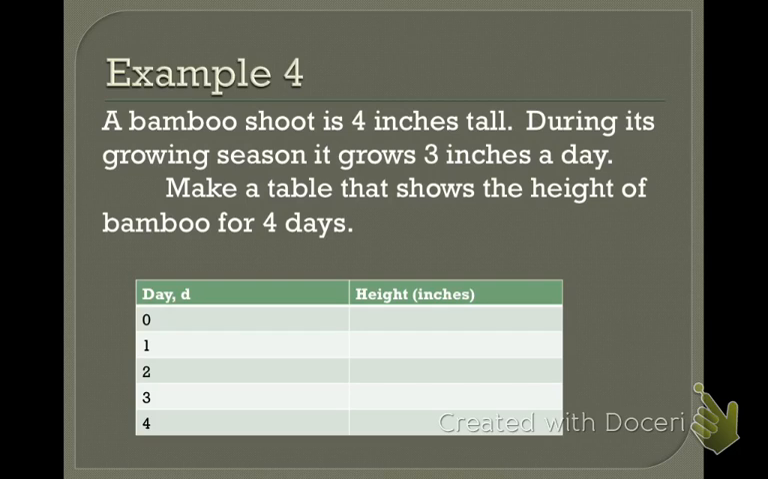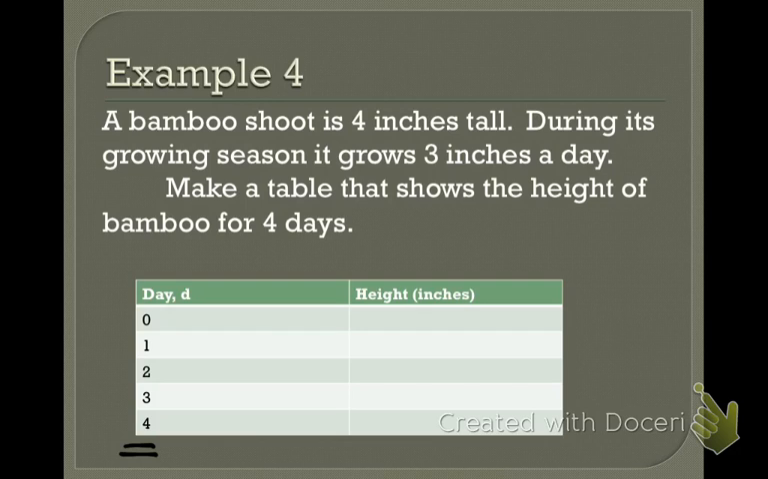A bamboo shoot is 4 inches tall. During its growing season, it grows 3 inches a day. So we're going to make a table. I already have the table made, so copy that down. It shows the height of the bamboo for 4 days. If you notice, I have it all the way to day 4 down here at the bottom.